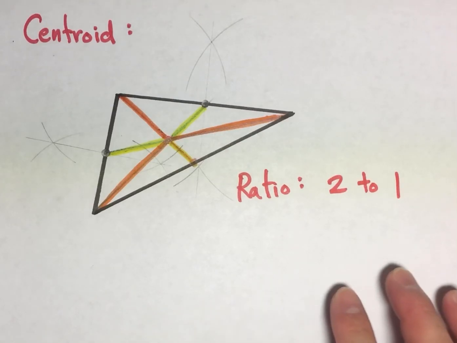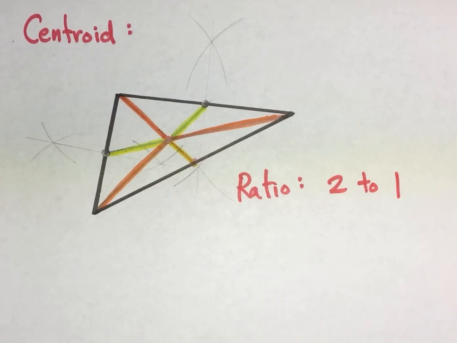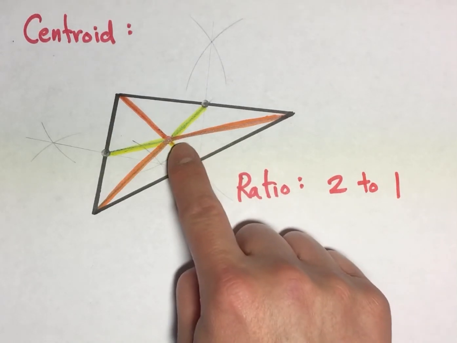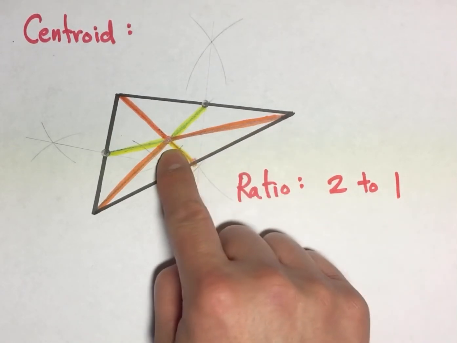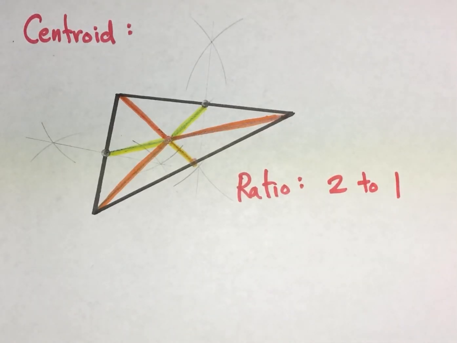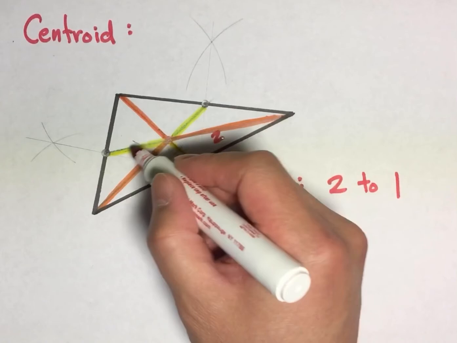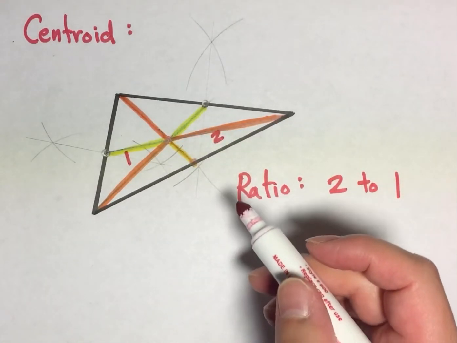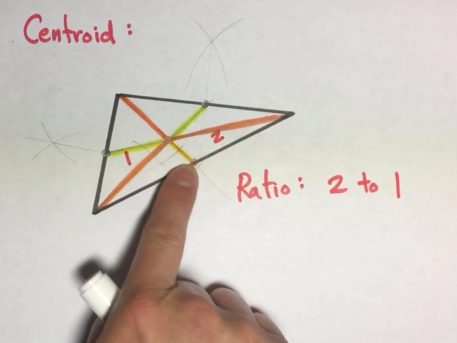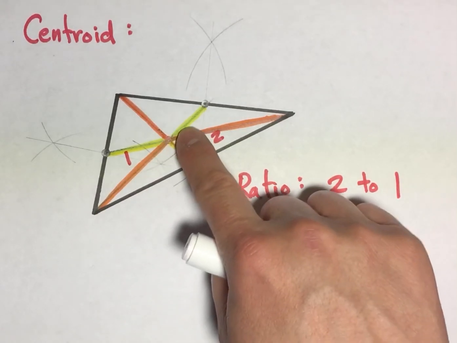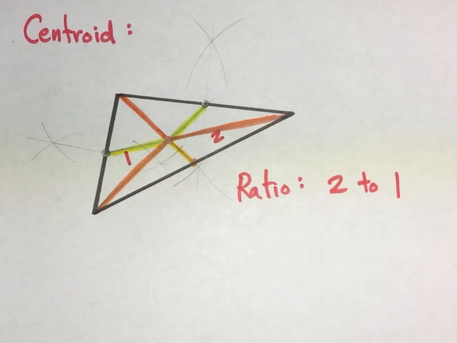So it has that special relationship of 2-to-1, where the longer portion of that median, closer to each vertex, will be the 2, and the other side will be the 1. So here's our 2, and here's our 1. Same thing on the other ones. This is our 2-to-1, and here's 2-to-1. So it has that special ratio.